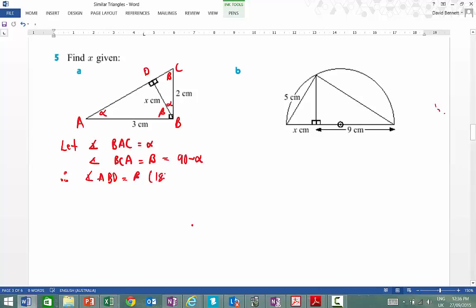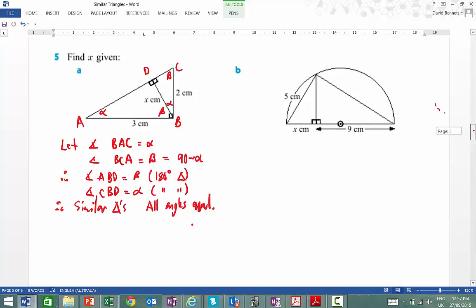So 180 degrees in a triangle, and we know then that angle, what is that angle? CBD equals alpha, and that's also the same issue, 180 degrees in a triangle. So therefore, similar triangles, all angles equal. Excuse my writing. Alright, so therefore we've got our triangles there.